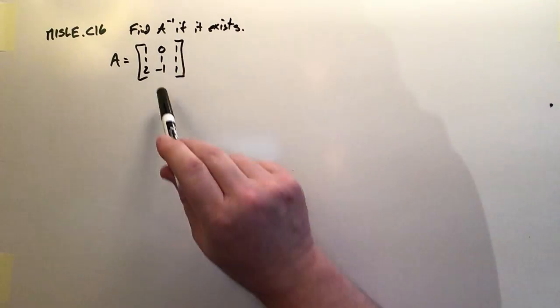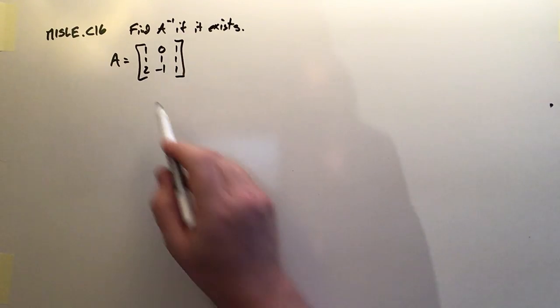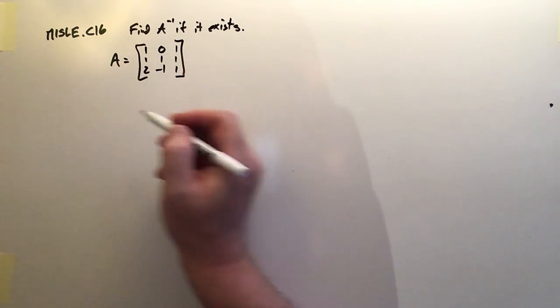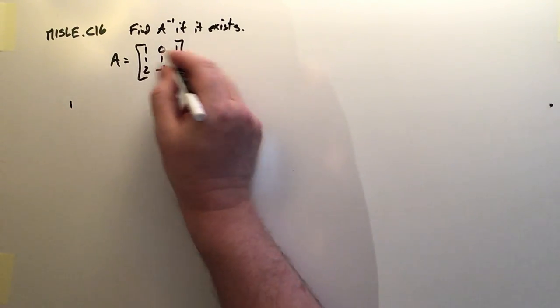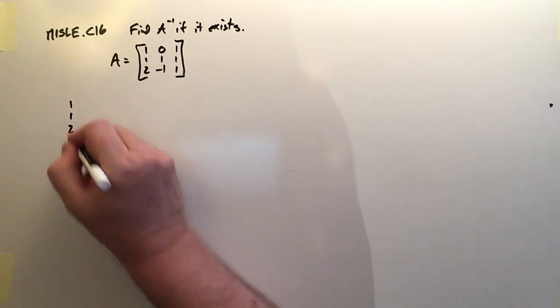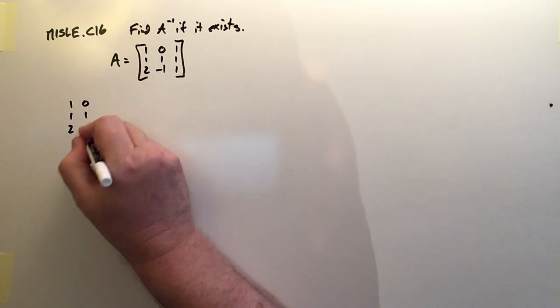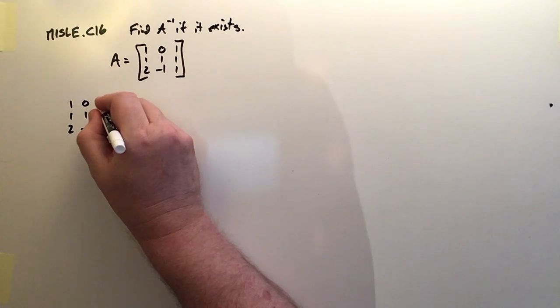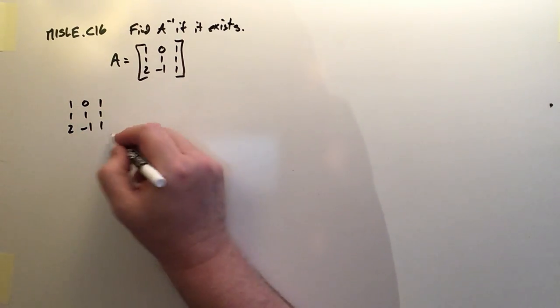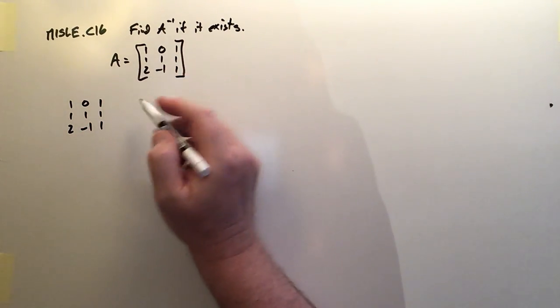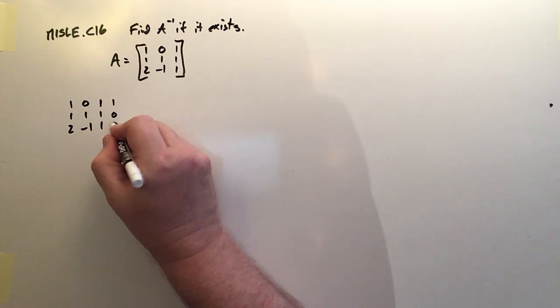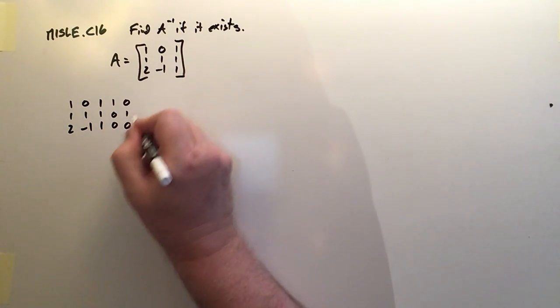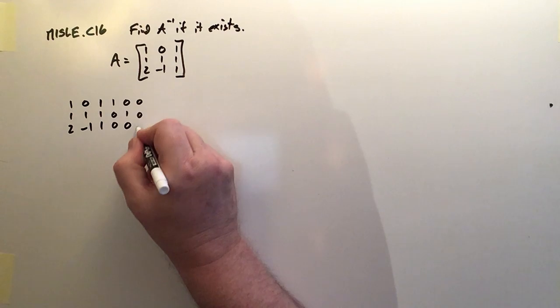So the first thing I want to do is write an augmented matrix twice this size. So my new augmented matrix is going to start with matrix A: 1, 1, 2, 0, 1, negative 1, and 1, 1, 1. And then next to it, I'm going to put an equivalent identity matrix: 1, 0, 0, 0, 1, 0, and 0, 0, 1.